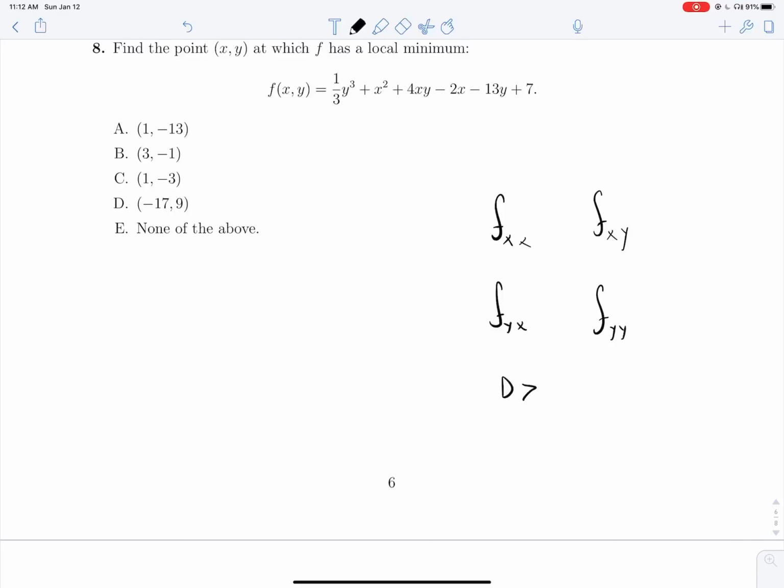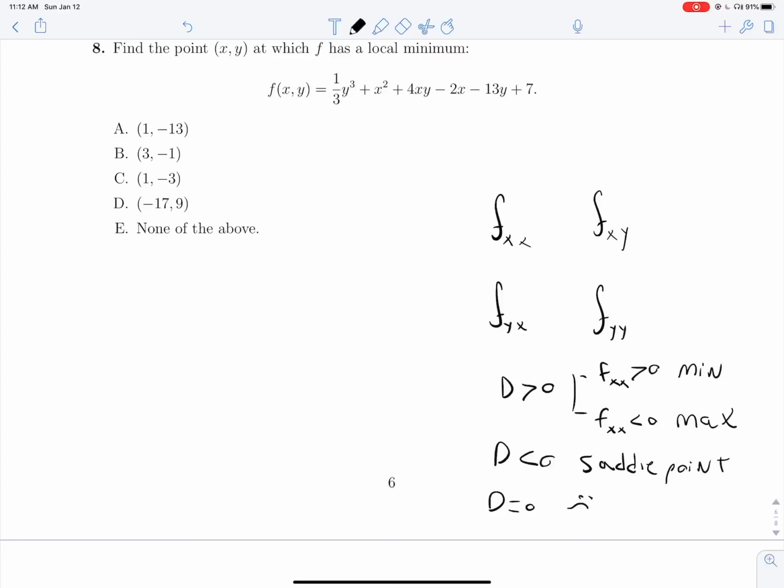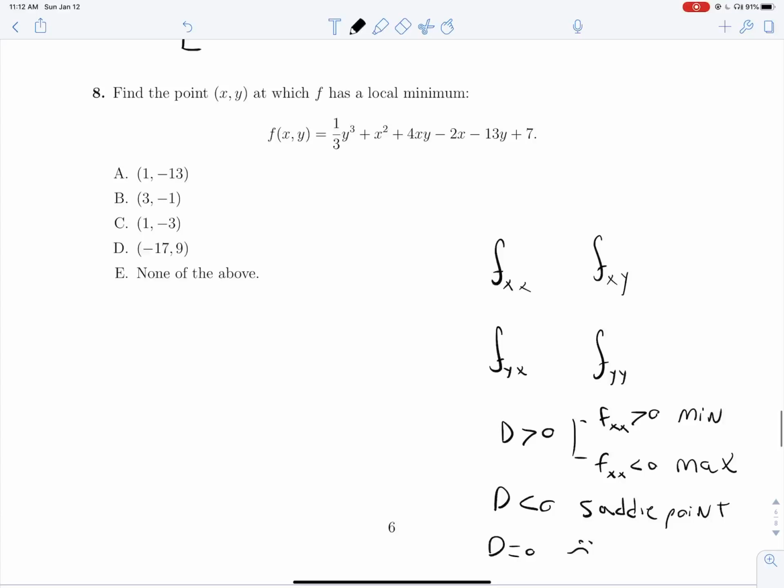If the discriminant is greater than 0, then we have two options. If fxx is greater than 0, we're dealing with a min. If fxx is less than 0, we're dealing with a max. If the discriminant is less than 0, we're dealing with a saddle point. And if the discriminant is equal to 0, we don't know anything. And so we are looking for a local minimum. So we are trying to find points that satisfy both of these requirements here.